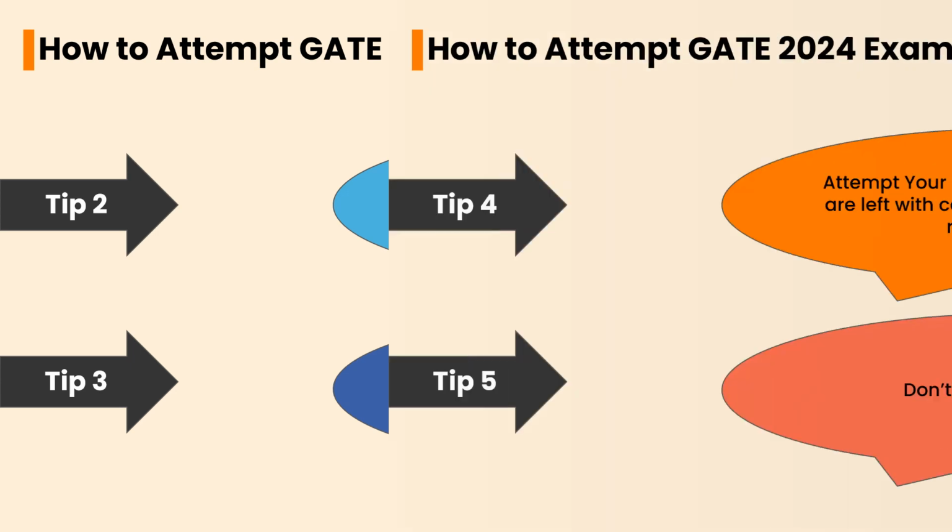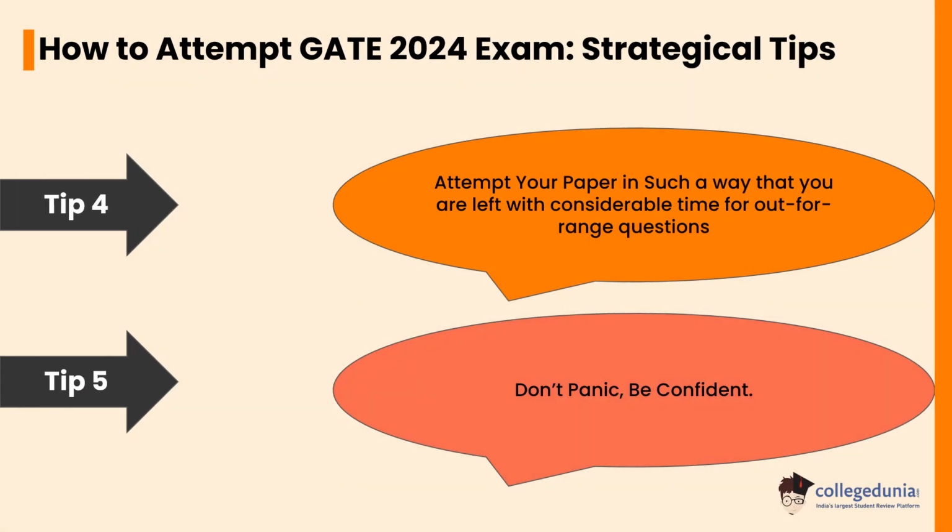ट्राई करिए कि आप 90 या 100 मिनट्स में क्वेश्चन पेपर की एंड में तो पहुंच ही जाओ. In these 90 minutes, you will get an idea of the difficulty level of the exam. Tip 4. Attempt your paper in such a way that you are left with considerable time for out of range questions. Tip 5. Do not panic, be confident.